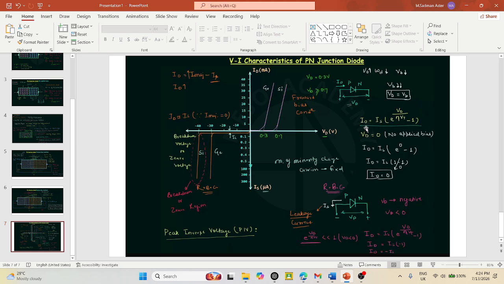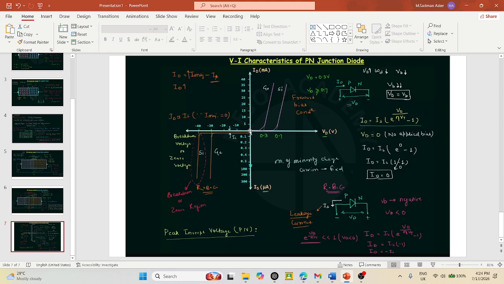From this equation we can see that when we apply no external bias, when Vd is equal to 0, if we put Vd equal to 0 in this equation, the diode current ID will also be 0. So the current will be 0 when Vd is 0. We can also say that whenever we apply no external bias, unless or until we exceed the potential barrier, the diode or PN junction will not let the majority charge carriers flow through the PN junction.